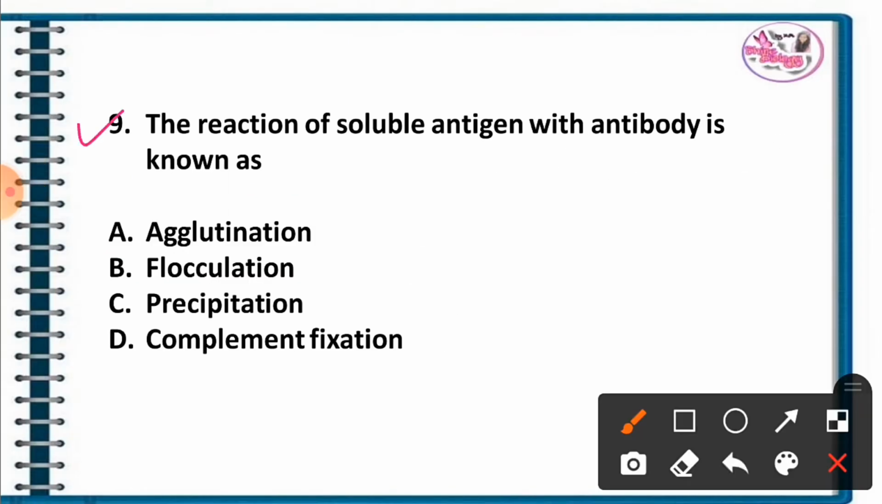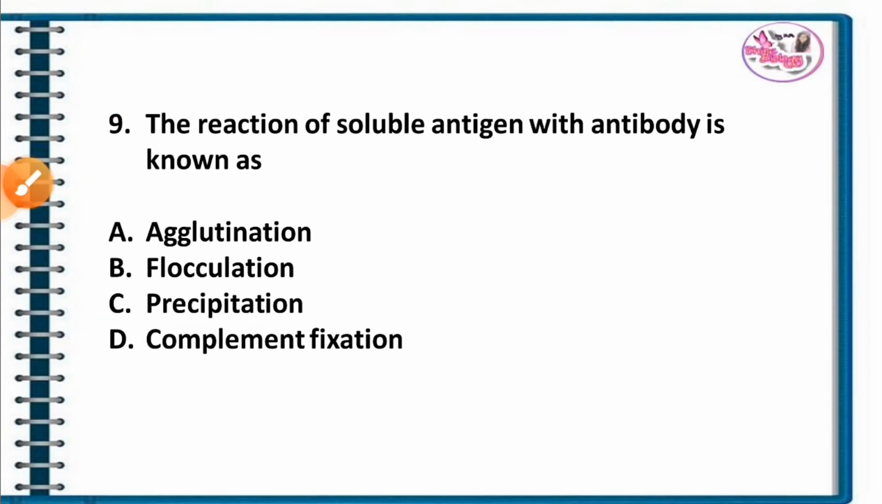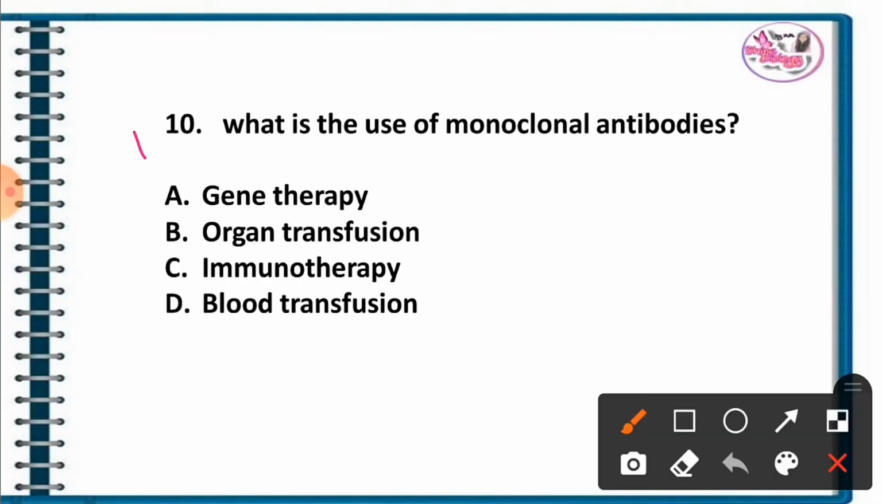Question 9. The reaction of soluble antigen with antibody is known as. The correct answer is option C. Precipitation. Question 10. What is the use of monoclonal antibodies? The correct answer is option C. Immunotherapy.